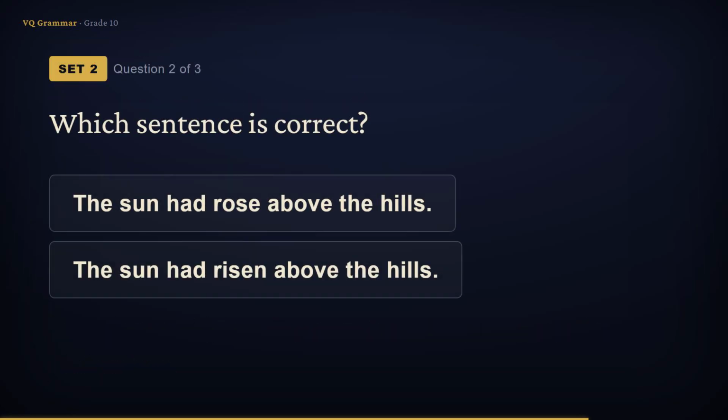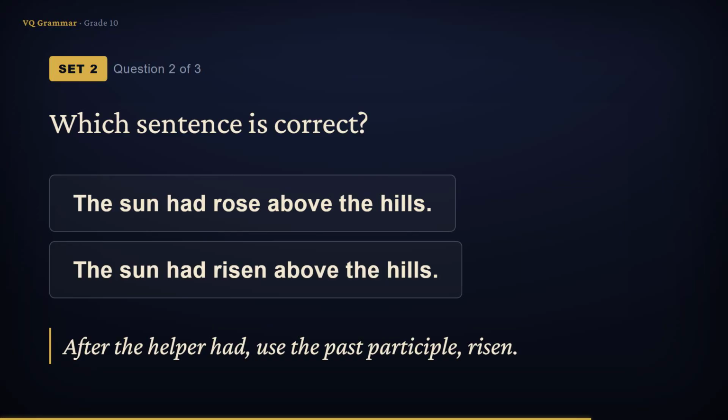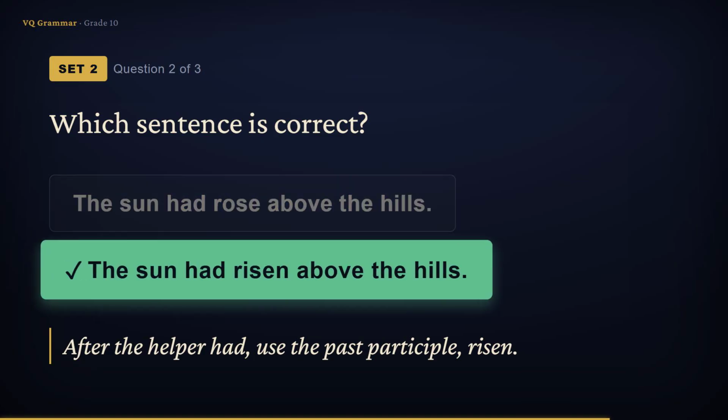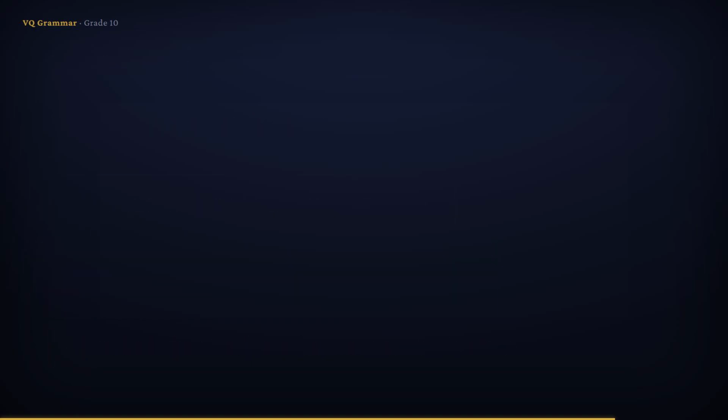Which sentence is correct? The word had is a helping verb, and after a helping verb, we always need the past participle. Rise, rose, risen. Rose is the past form, so it cannot follow had. The correct one is, the sun had risen above the hills.